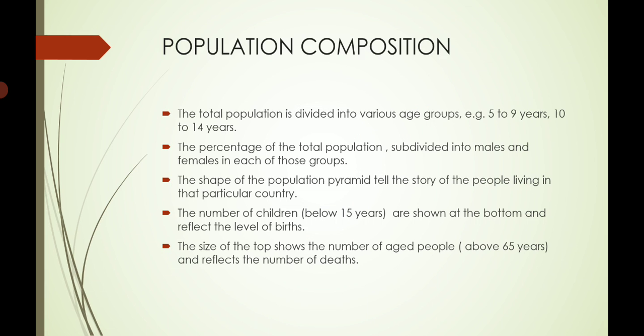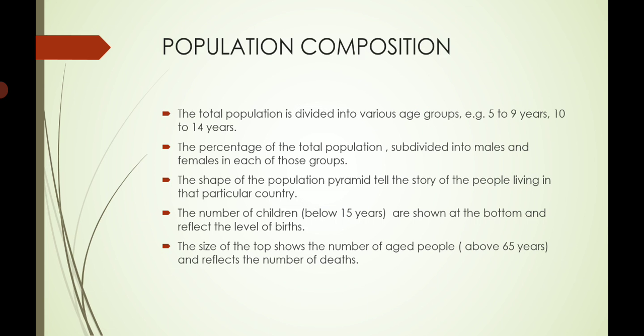Population composition will continue. The total population is divided into various age groups, for example, 0 to 4, 5 to 9, 10 to 14, and the percentage of the total population is then subdivided into male and female in each group. Whatever the shape of the population pyramid is, from it we will get to know how many people are living in a particular country.